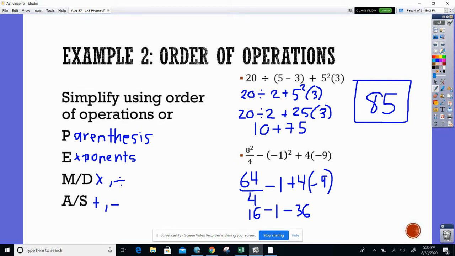Remember, just like multiplication and division, addition and subtraction, left to right. So first we have 16 minus 1. That gives us 15. And then we have 15 minus 36. 15 minus 36, that's going to give us a negative 21. And we are done.